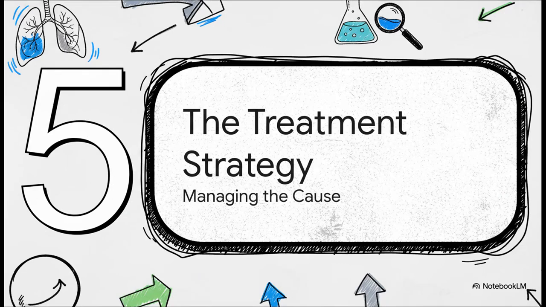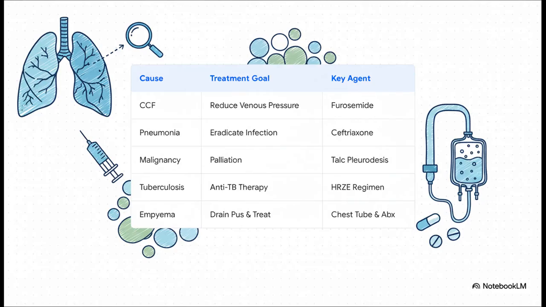All right, let's bring it all home with our final section. Section 5, the treatment strategy. We've done the workup, we have a good idea what's going on, so now what do we actually do? The key is always to treat the underlying cause, not just the fluid. This table is a great high-yield summary. You can see how the treatment flows directly from the cause.